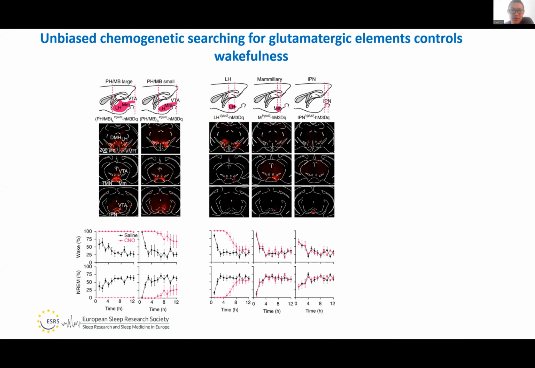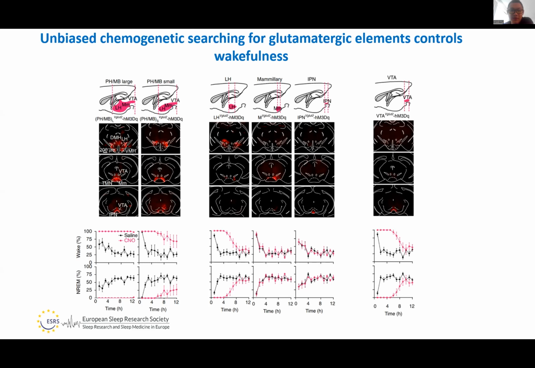Expression in the LH also produced extended wakefulness. By contrast, hM3Dq expression in the mammillary area and in Darkschewitsch nucleus had no effect on sleep-wake state. And of note, we expressed hM3Dq in the VTA following CNO injection. There was about 5 hours of 100% wakefulness. Of these brain areas, the VTA Vglut2 population that promotes wakefulness had not, to our knowledge, been reported. So therefore, we decided to explore the VTA in depth.